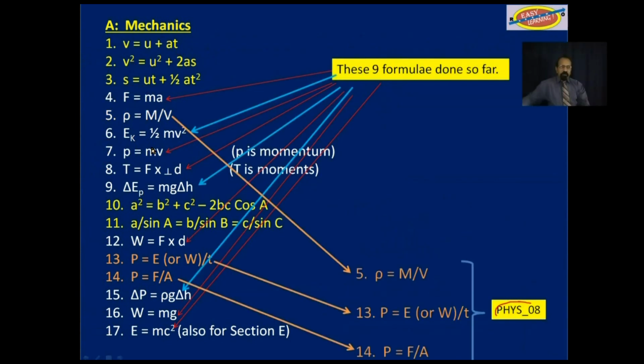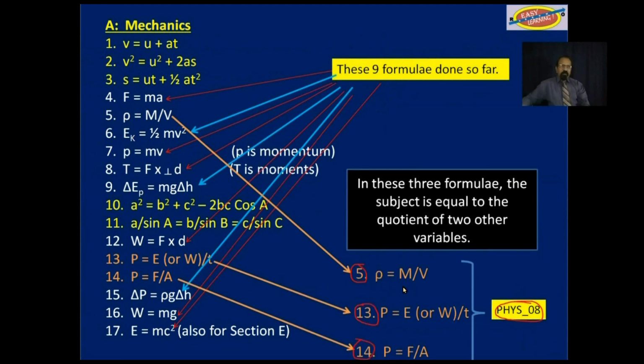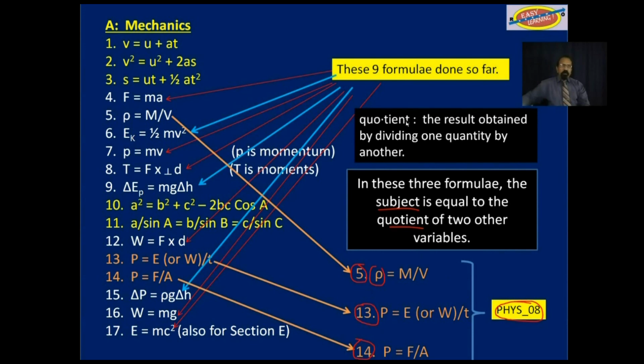In video physics 08, we will be looking at these 3 formulae. And in this case, the subject, the one thing on the left-hand side, is equal to the quotient of the other 2 variables. That is to say, rho is equal to M divided by V, or P is equal to E divided by T. And for those of you who may have forgotten, the quotient is the result obtained by dividing one quantity by another.